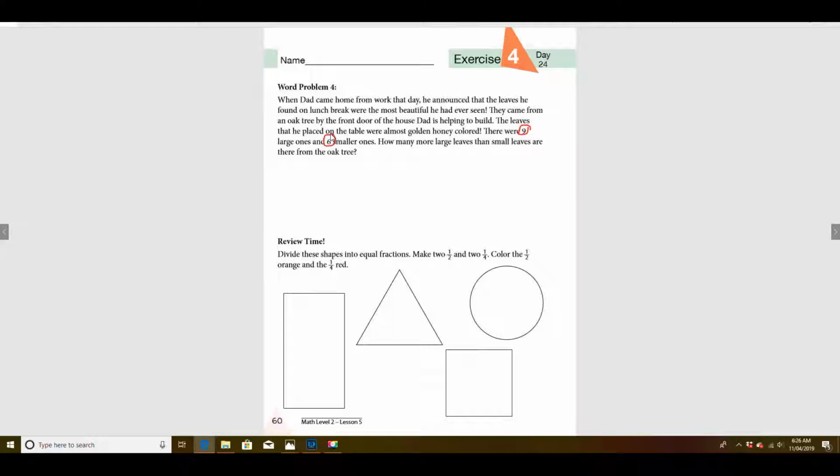Okay, good. All right, now let's look for our clue words. How many more? Clue, clue, clue. What does how many more mean? Minus. Well, when we do minus, what number goes first? The bigger number. So let's put 9 minus 6. Can you tell me what that equals?